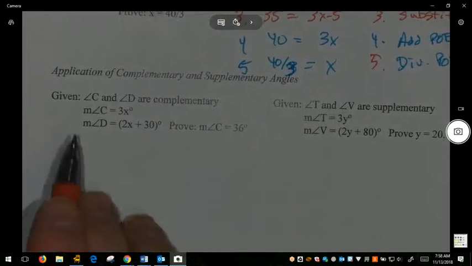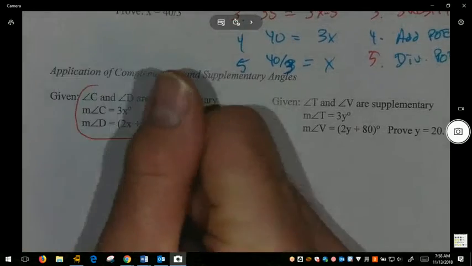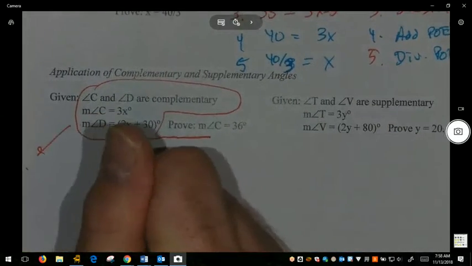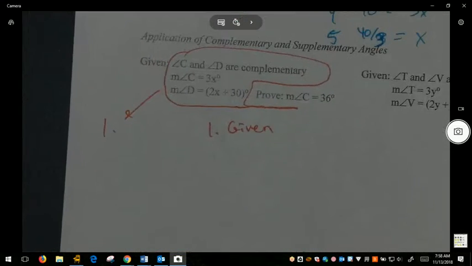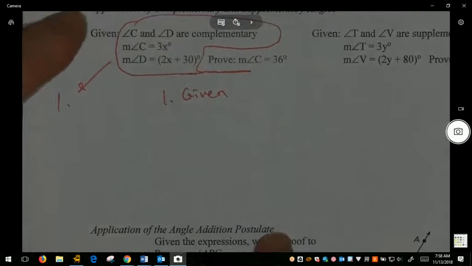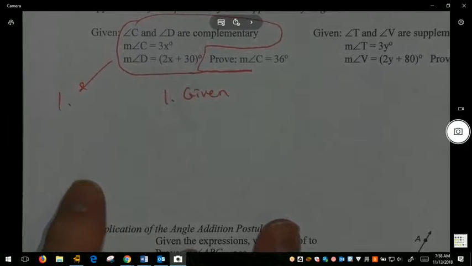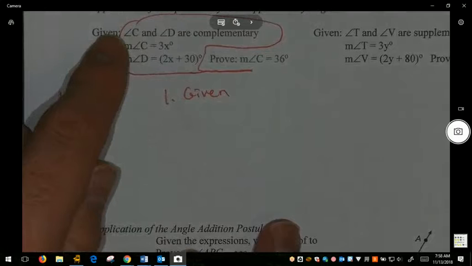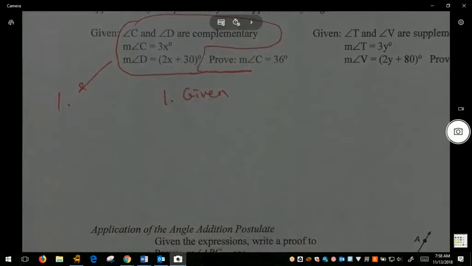All right. Angle C and angle D are complementary. So we're going to put all of this, except for the proof part, as our line 1, just so that we don't have to keep writing given over and over again. In some of the fill-in-the-blank proofs that you will have later, they will spread the givens out throughout the proof. You'll be like, where did this random statement come from? And you'll look back and realize that it was in the given.